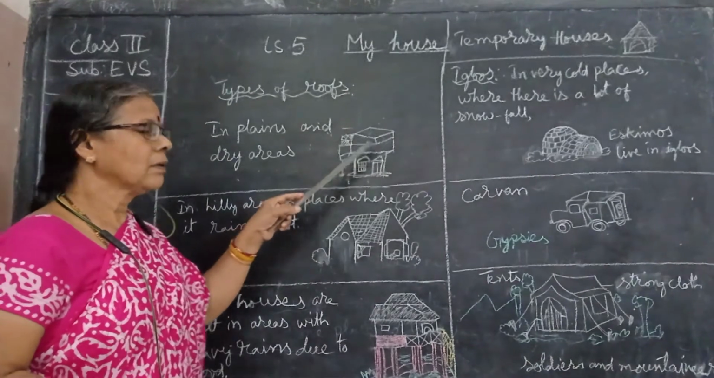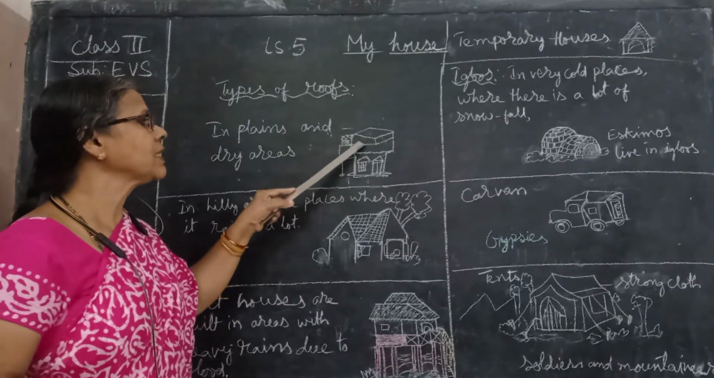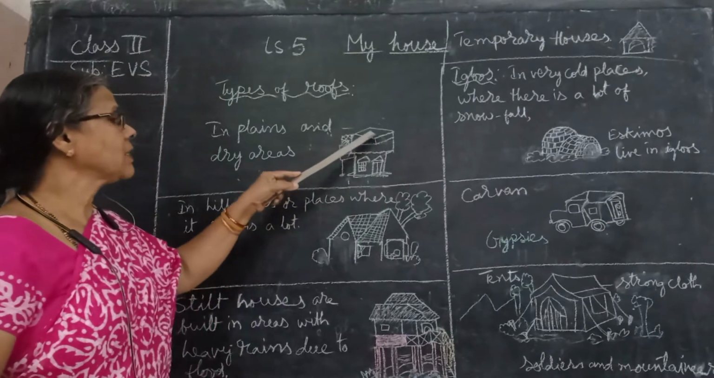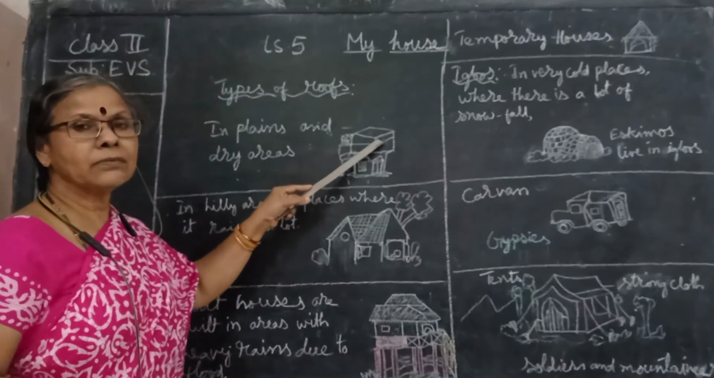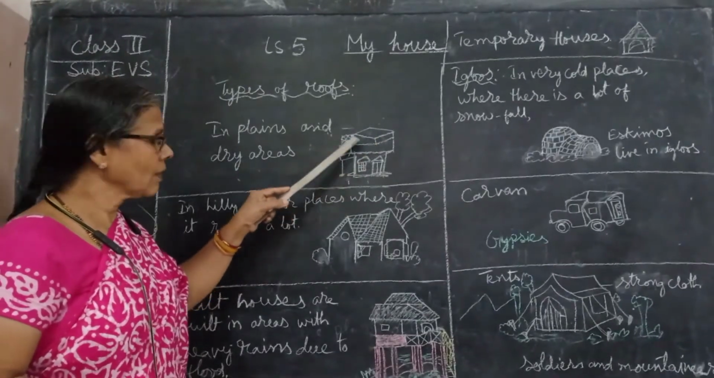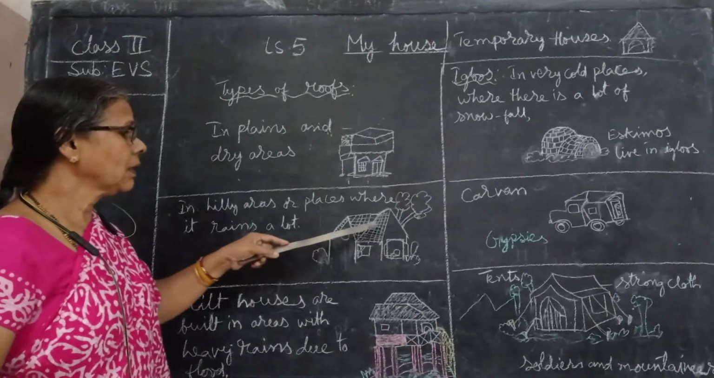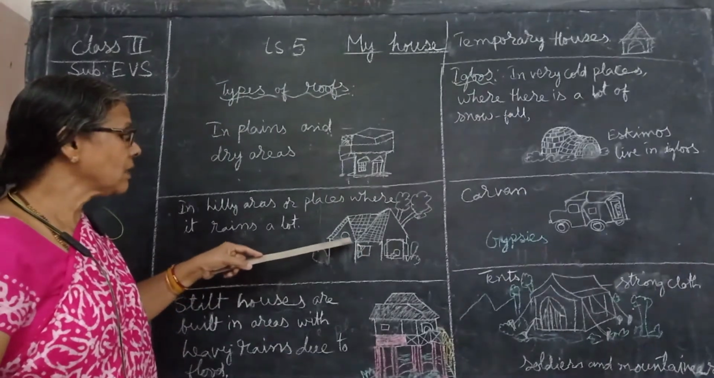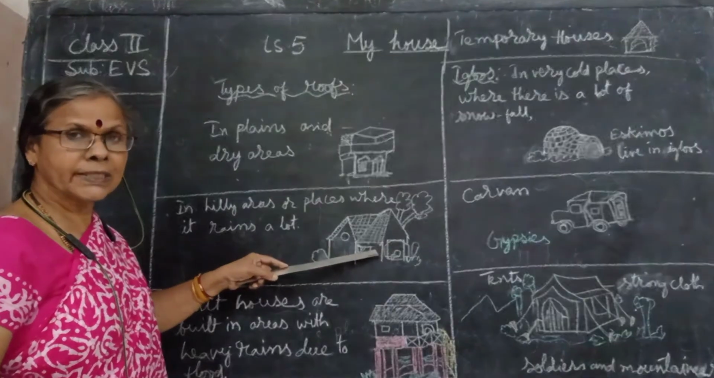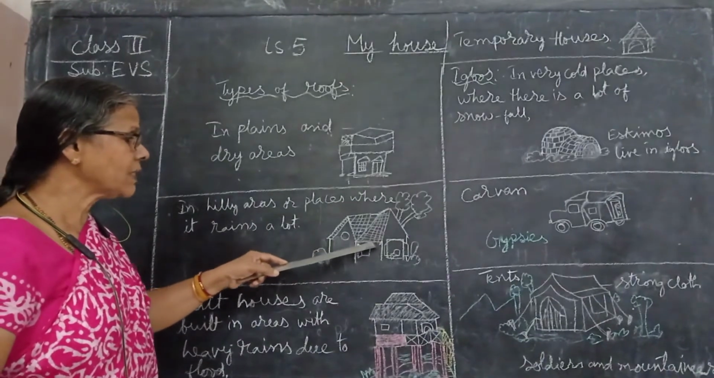This will be built like a pakka house only, but we can see that the roof of this house is flat, isn't it? Then suppose if it rains, the water will be collected on this type of roof. It will not fall down. Whereas in hilly areas, how are the house roofs? It is slanting, slope shape.